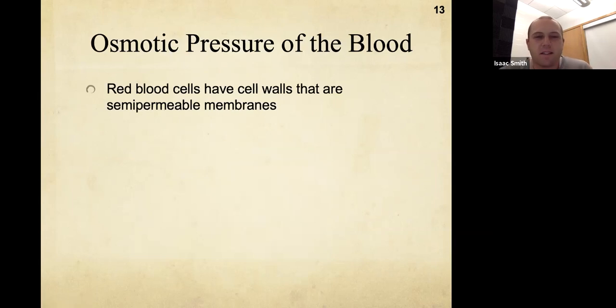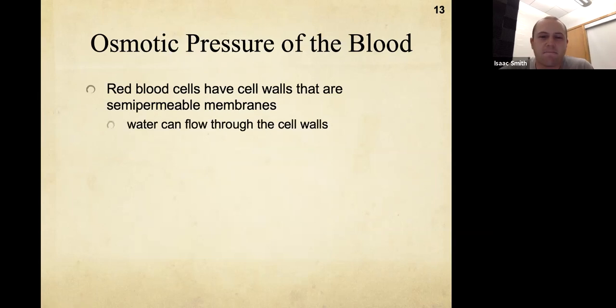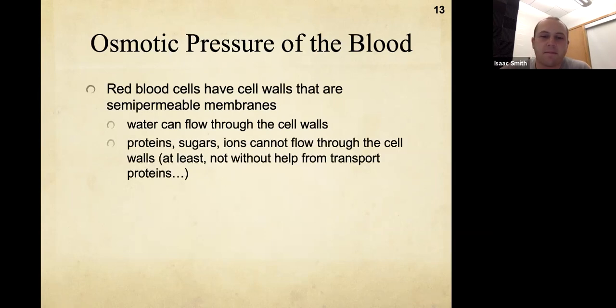Okay, so we're going to apply this a little bit to red blood cells in a couple health applications that I think are interesting. Okay, so water can flow through cell walls, right? Not all particles can, but water can. So proteins, sugars, and ions cannot flow through the cell walls. Again, this is kind of a caveat. There are certain transport proteins that can send them across cell walls, but we're going to ignore those for simplicity.